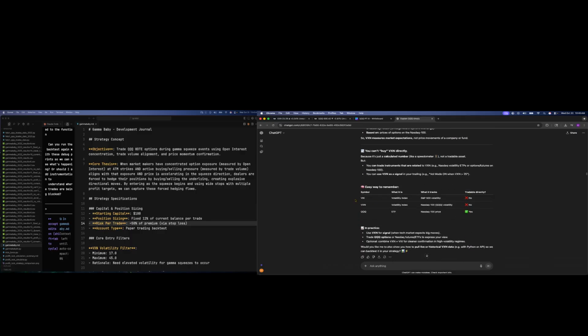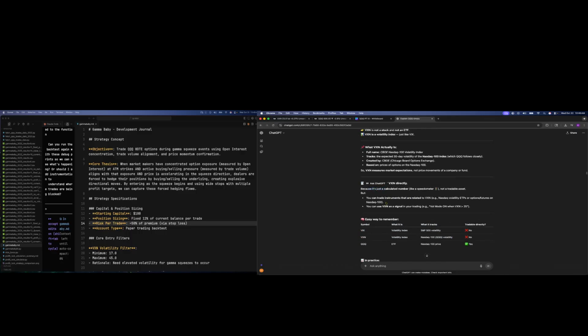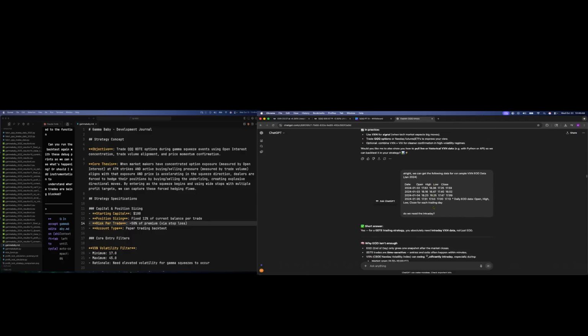So an easy way to remember: VIX and SPY are gang, right? QQQ and VXN are gang, in the sense that you can't directly trade the volatility index, right? But you can buy options on QQQ. And being able to trade volatility is really your thing. You can buy options or futures or derivatives in order to trade VXN or VIX. I wouldn't recommend it unless you know what the hell you're doing. But to be able to use it as an indicator, that's what we're doing, right?